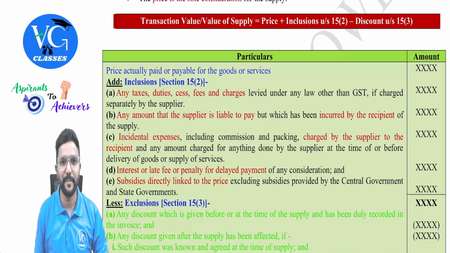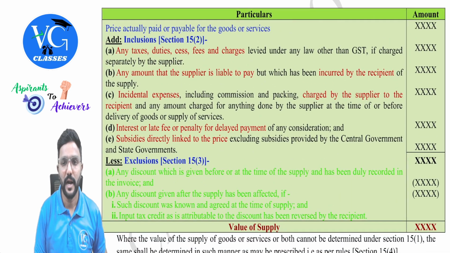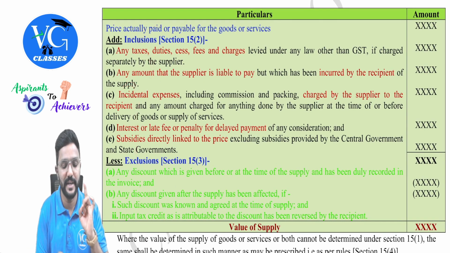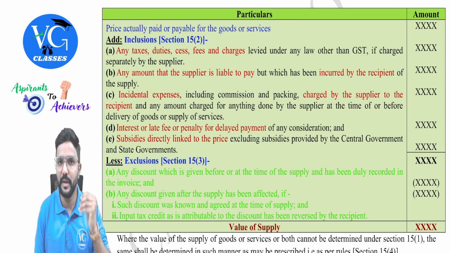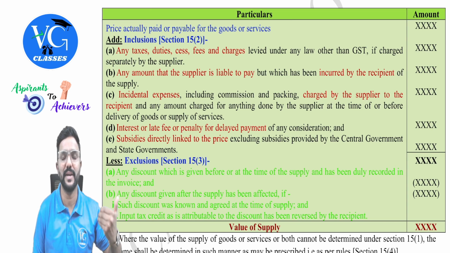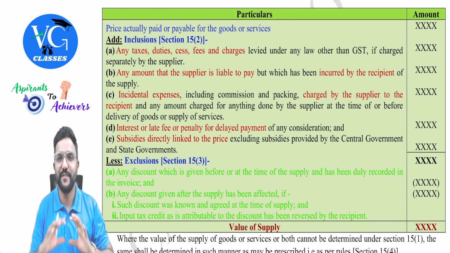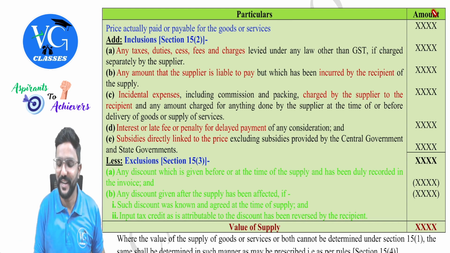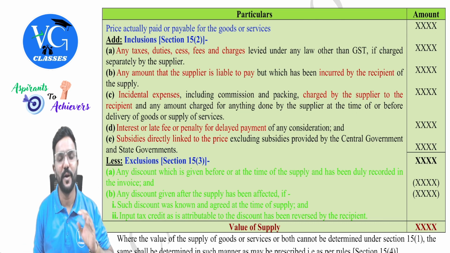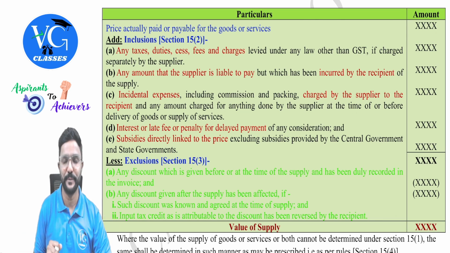So I have given a format to compute the value of supply, and this format has to be followed like this only, guys. Clear? First, we will take the price as a base, and the price will be given in the question. This is the normal price which the supplier is charging to the recipient. If nothing, no masalas, are given, straight away this becomes the value of supply. But in the exam, it will not be so easy. They will give you some masalas, so you need to decide whether to add it or to ignore it. Or if it is a discount, should I deduct it or ignore it?